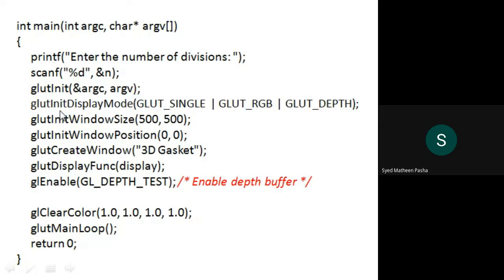Now I will initialize the display mode with a buffer, defining what kind of buffer. It is a single buffer. The color is RGB, and this completes the particular initialization of the GLUT library. Then I will be setting the window size as well as window position by giving the parameters as 500, 500 as well as 0, 0, which basically represents the size and the position of the window. Then I will create a window of name 3D gasket.